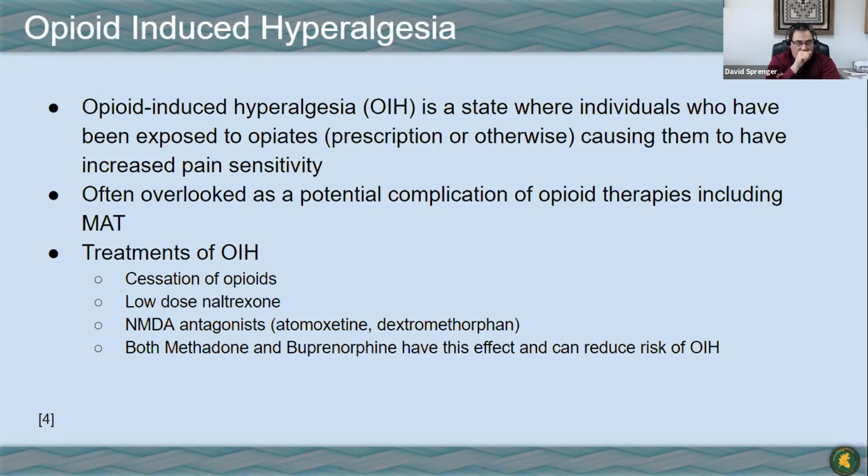And then both methadone and buprenorphine have the NMDA antagonist effect, and they can also reduce the risk of opioid-induced hyperalgesia. And I mentioned in the beginning, discussing some of the benefits of buprenorphine as opposed to the traditional opioids, that this is one of the advantages, that it tends to not produce opioid-induced hyperalgesia.